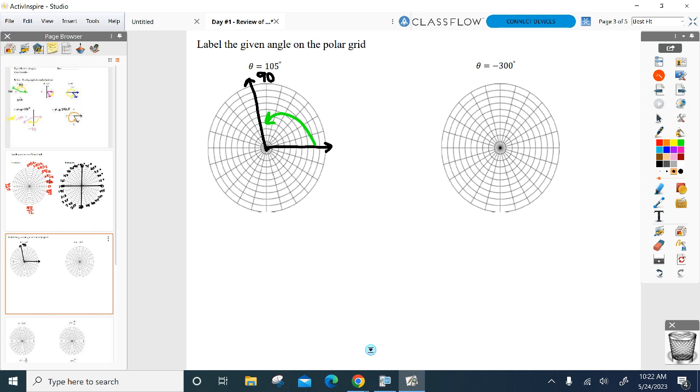So that's it. As intimidating as it looked when you pick up your packet, that's what it is. There's one little slight thing at the end here we've got to discuss, but negative 300. Now remember we're going in the other direction, clockwise direction.